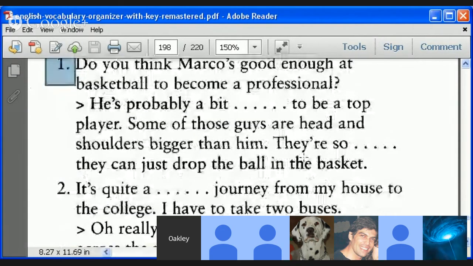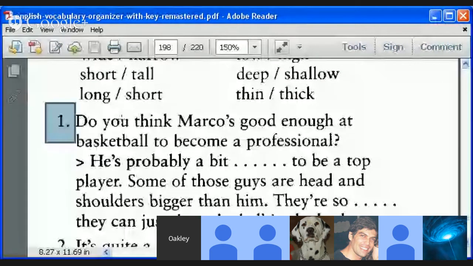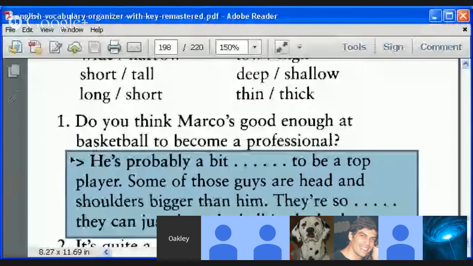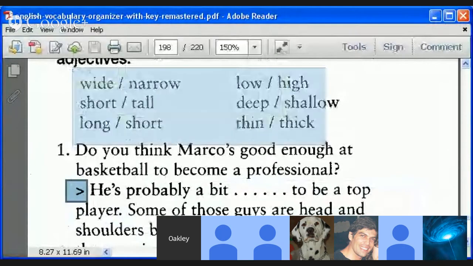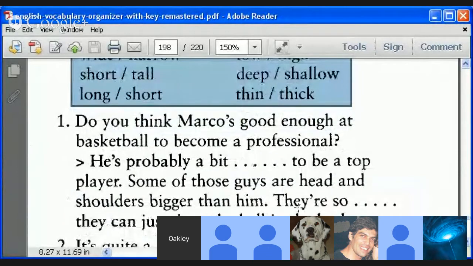Actually, this exercise is kind of in the form of a dialogue, so I'll say the first part, and you guys will read the second part and choose which antonym adjectives to fill in the blank with. Okay, so Max, do you think Marco's good enough at basketball to become a professional? He's probably a bit short to be a top player. Some of those guys are heads and shoulders bigger than him. They are so long. They can just drop the ball in the basket.